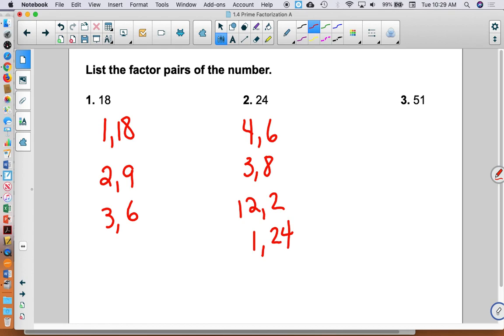Now, I'm going to go back. 1, 2, 3, 4, not divisible by 5. 6, not divisible by 7. 8, not divisible by 9 and 10. Do I have them all? Yes. What did I just do? I just did my rules of divisibility to double check.